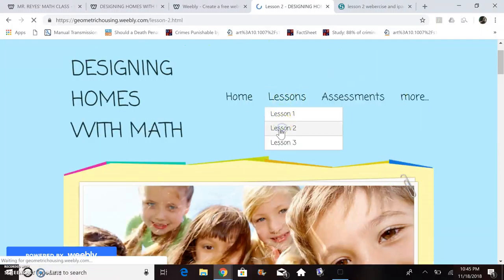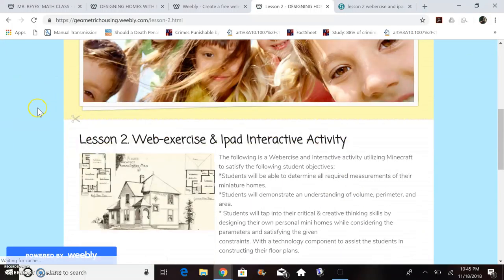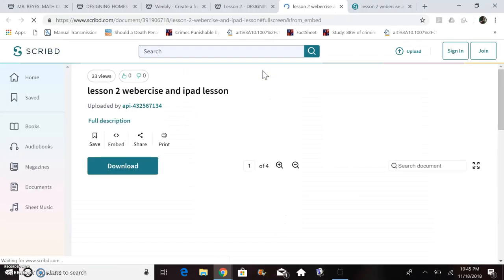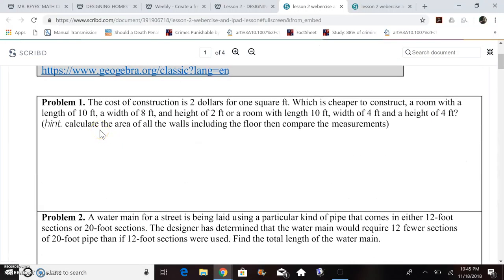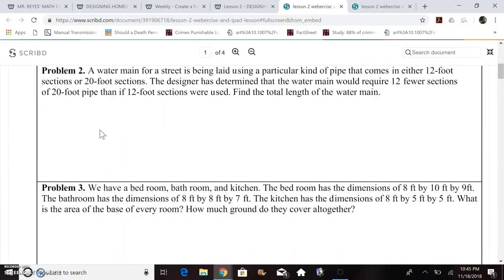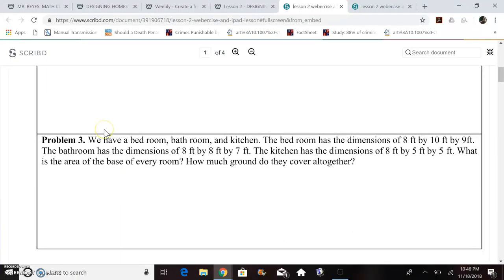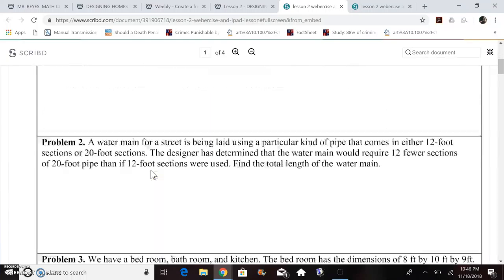Now let's look at lesson 2. Lesson 2 is a Webercise and an iPad interactive activity. For the Webercise, it is a problem-solving digital activity. They will be assessed on budgeting, on optimization, and knowing how to find the area and the volume. Specifically, it's a digital one because they need GeoGebra. With GeoGebra, it's a graphing tool.